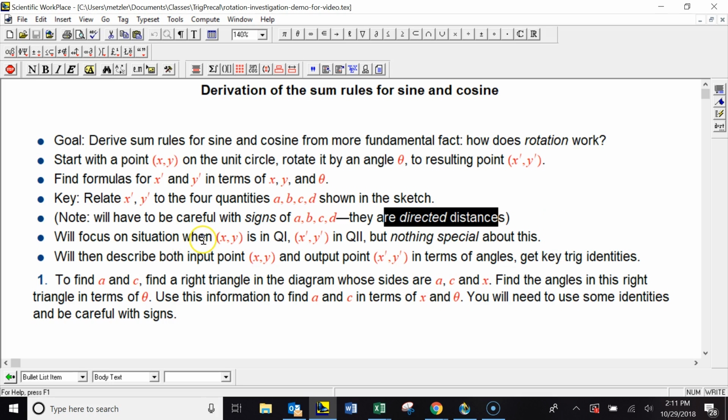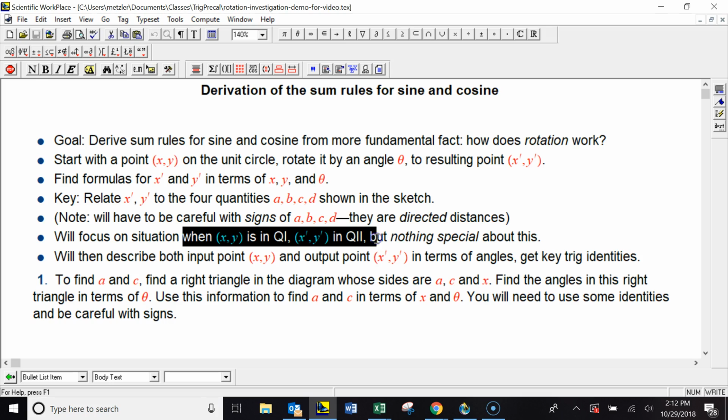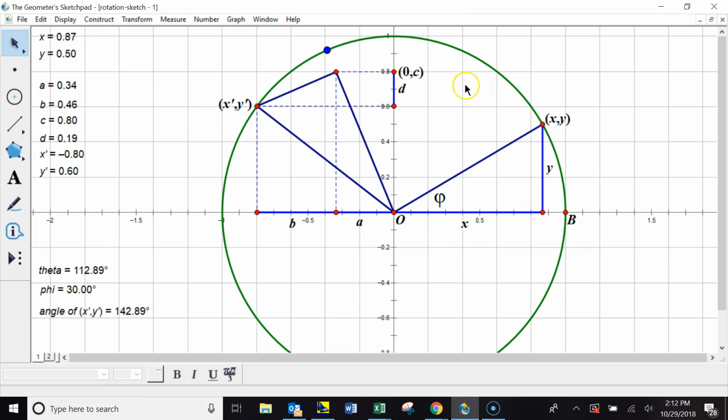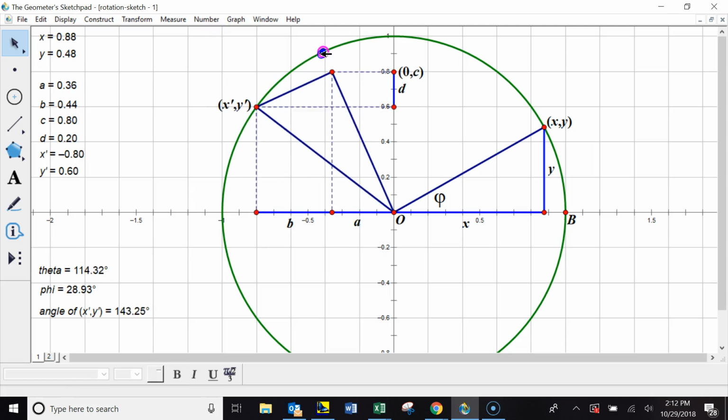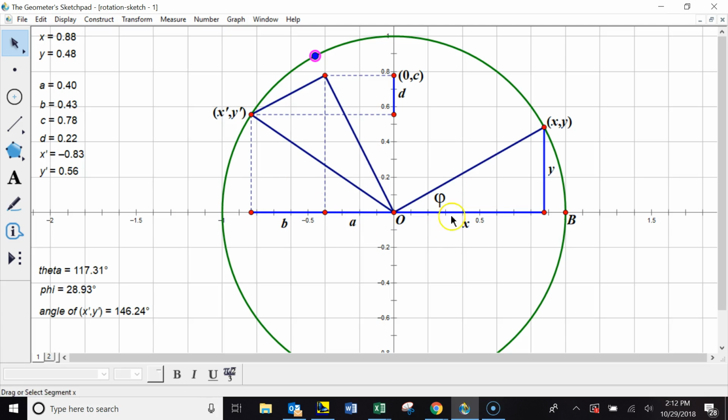We're going to focus on the situation, just to be definite about the picture, when xy starts in Q1, quadrant 1, and x prime, y prime ends up in quadrant 2. But let me assure you there's nothing special about this. It's a very general formula, but it's nice to be definite when you're just trying to get some intuition. So xy starts out in Q1, and for x prime, y prime we're going to choose theta so it ends up in Q2, mainly just to keep these triangles well separated so you don't confuse the two.